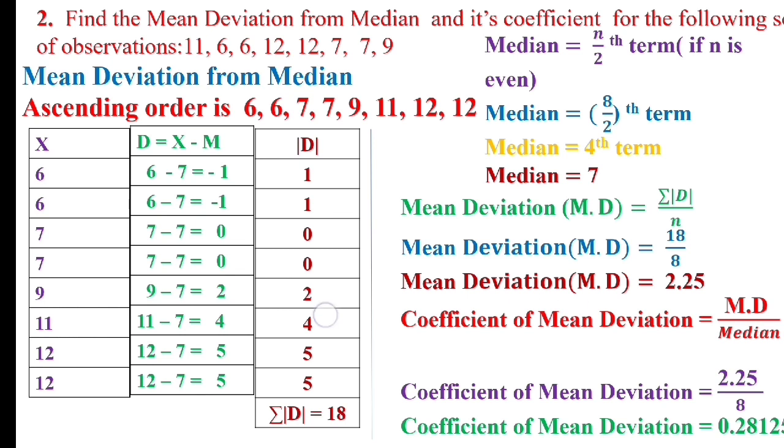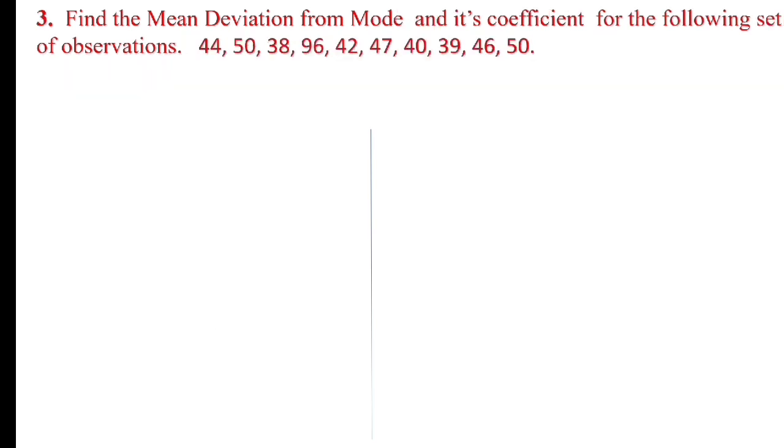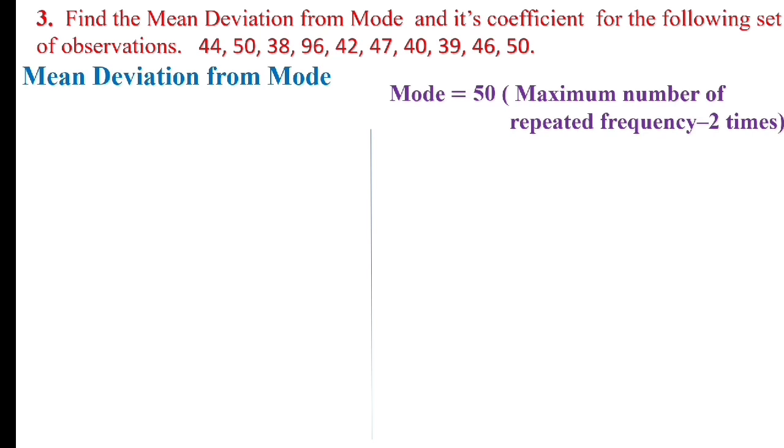Mean deviation from mode. This problem we are going to see. The data is 44, 50, 38, 96, 42, 47, 49, 46, 50. Here we are going to find mean deviation from mode. Mode, what is the formula? Maximum number of times. Here, which number is repeated the maximum number of times? Here 50 is the only number repeated twice. So we take the mode as 50.